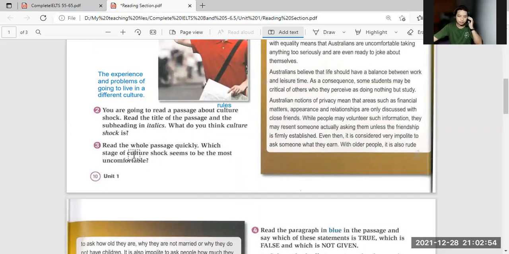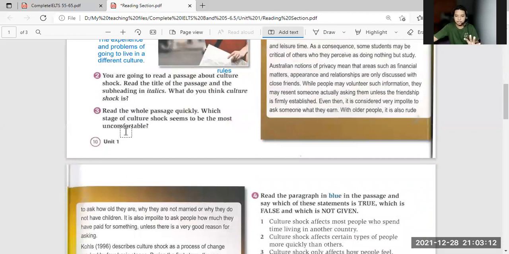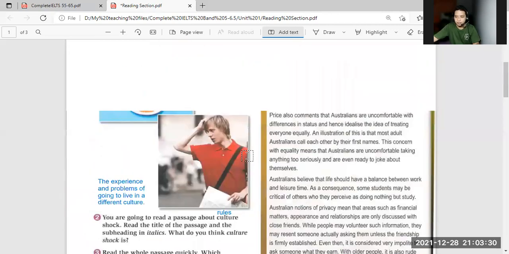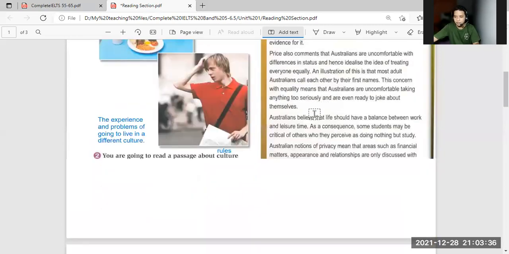Now, according to instruction number 3, read the whole passage quickly. Which stage of culture shock seems to be the most uncomfortable? Okay, do you understand this? Yes. Okay, so in the passage, there are 4 stages of culture shock. So you are going to find out which stage of culture shock seems to be the most uncomfortable. So first I want you to read everything quickly. Start from here until here.